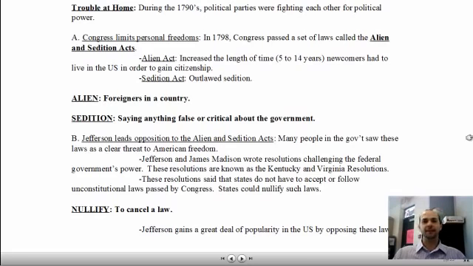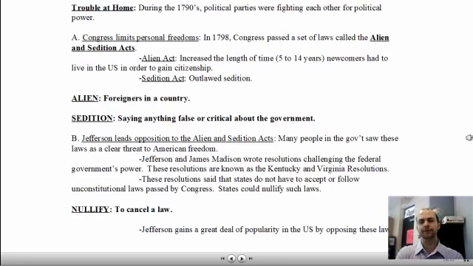In 1798, Congress passed a set of laws called the Alien and Sedition Acts. Two of these parts are the Alien Act, which increased the length of time newcomers had to live in the United States in order to gain citizenship. It increased it from 5 years to 14 years. And then the Sedition Act outlawed sedition.